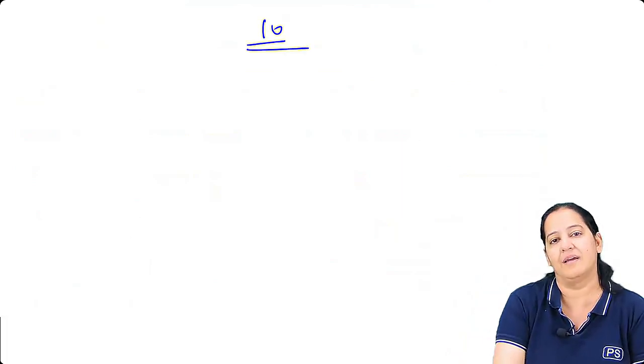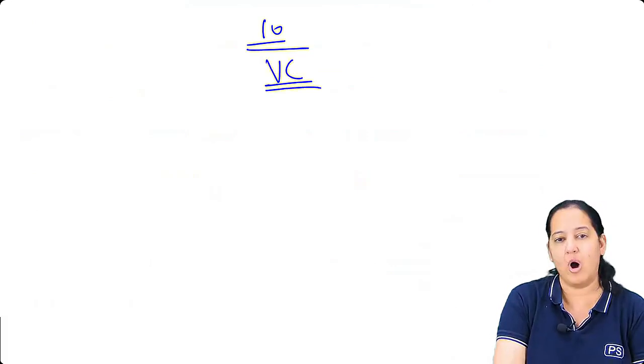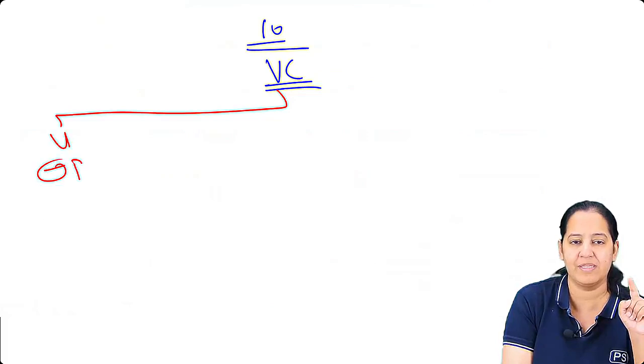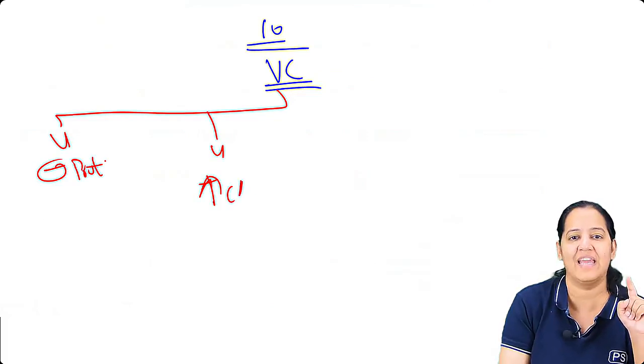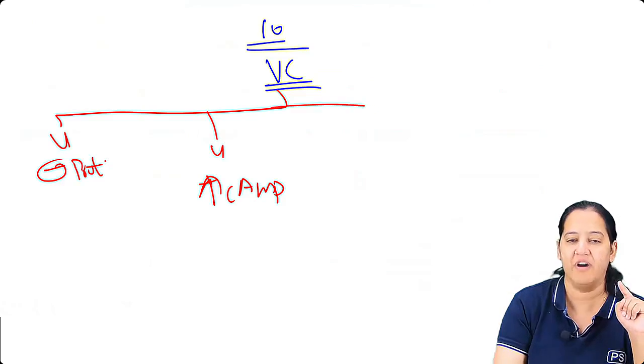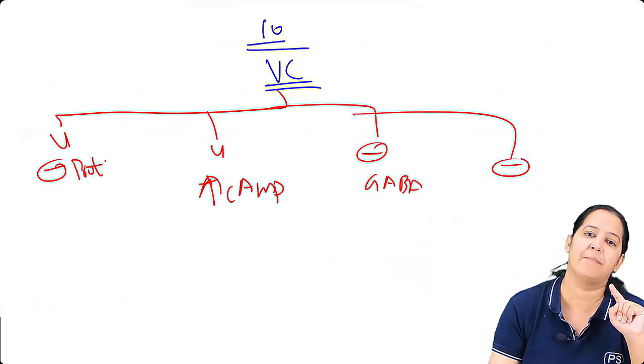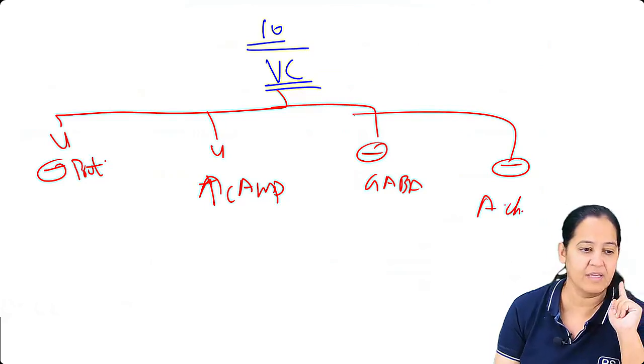Where does Vibrio come? I'm teaching you Vibrio cholerae. Out of the 10, I told you 4 of them act by inhibiting protein synthesis. 4 of them act by increasing cyclic AMP. 1 of them inhibits GABA glycine. 1 of them inhibits acetylcholine. Where does it come?